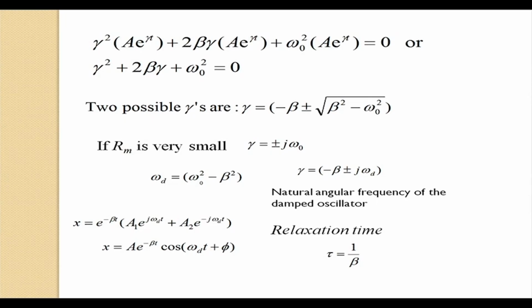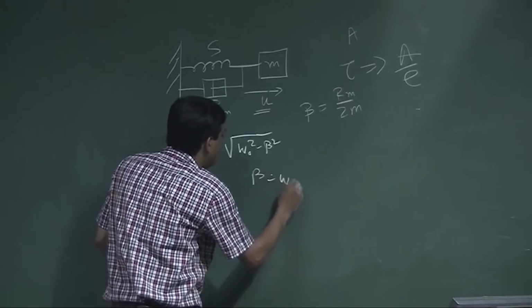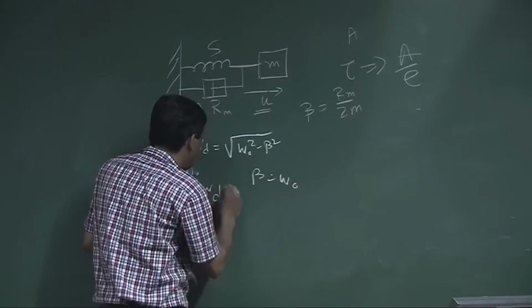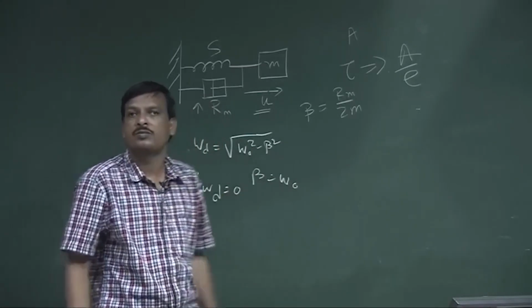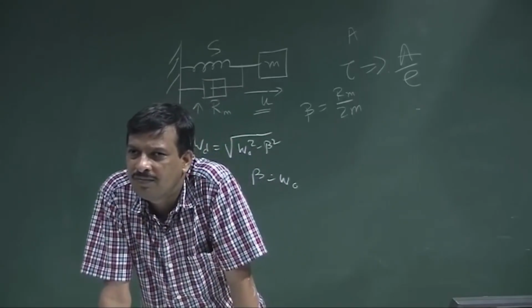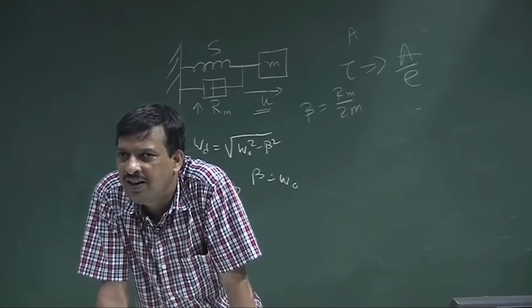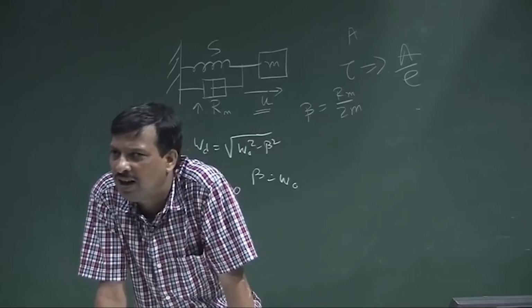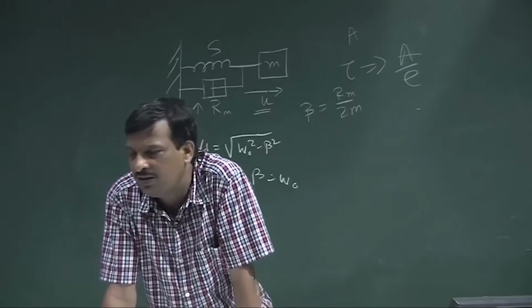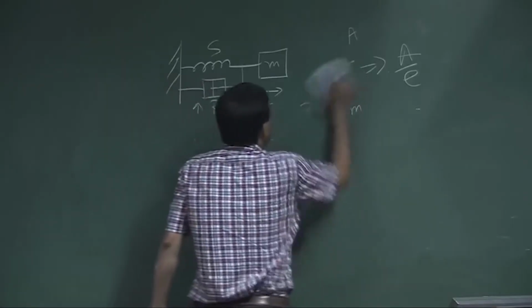We said beta is equal to omega 0, because in case of beta equal to omega 0, then omega d is equal to 0. So, there is no damped oscillation. That is why it is called critically damped. Similarly, there will be overdamped and underdamped conditions. Okay. Now, we go for another thing.